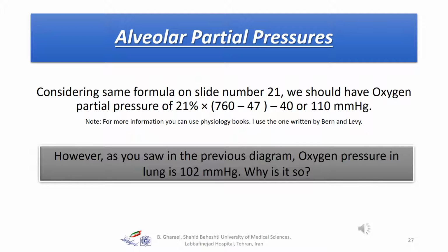However, as you saw in the previous diagram, oxygen partial pressure level in the lung or alveoli is only 102 millimeters of mercury. We calculated 110. Why is it so? Please think over this topic, which is really pivotal, and then go to the next slide.